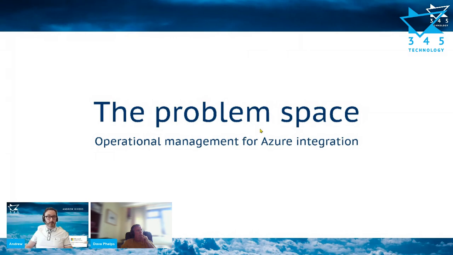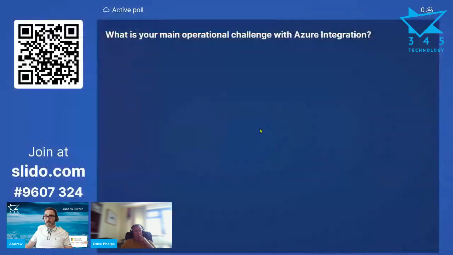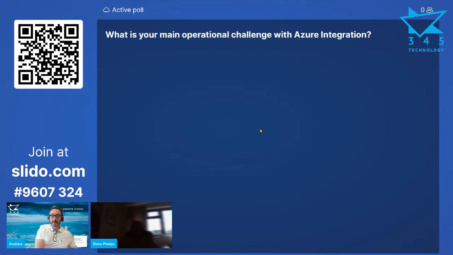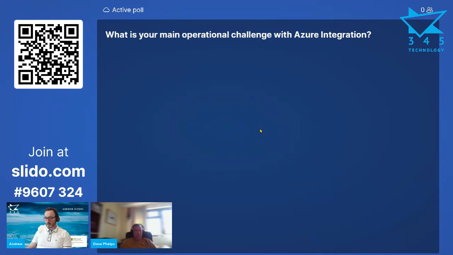So let's start with the problem space. First of all, this is why we need you on Slido. Please put in, if you can, what's your main operational challenge with Azure integration? I'd love to know what it is you're finding hard. So don't be shy. There we go. What you've got to do is get your phone, open the QR code, and then give us your feedback on that.